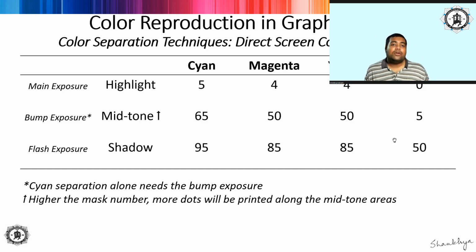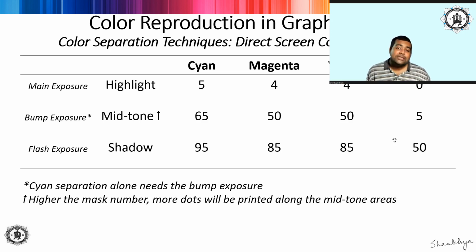The highlight dot location is controlled with the main exposure. To move it up or down the scale, that means whether we are reproducing a higher percentage dot as a highlight dot or a lower percentage dot as a highlight dot, we have to make the necessary adjustment. Less main exposure will make the highlights print darker, obviously, while more exposure will make them print lighter. Dots will be smaller. The amount of dot printing in the shadow areas is controlled by the flash exposure.